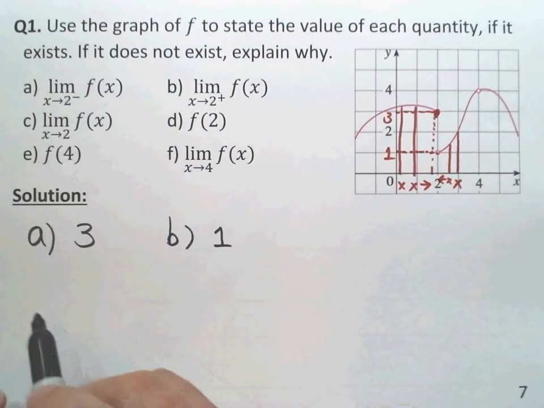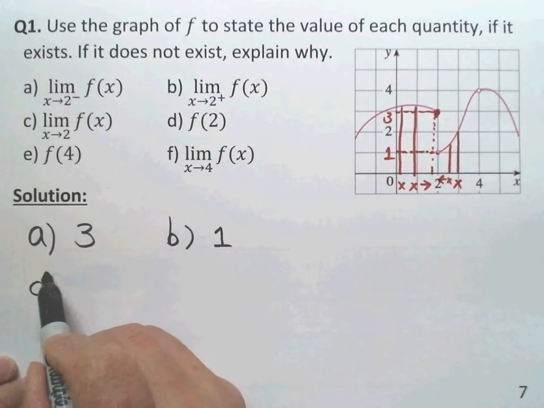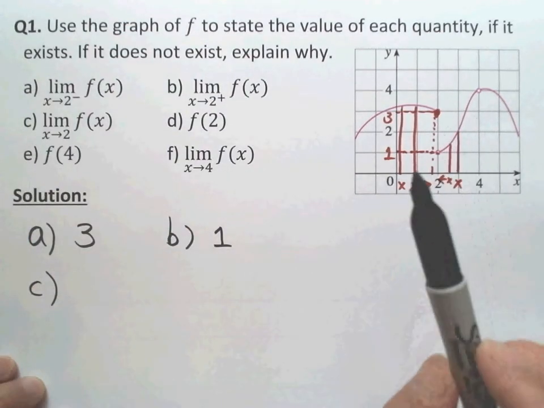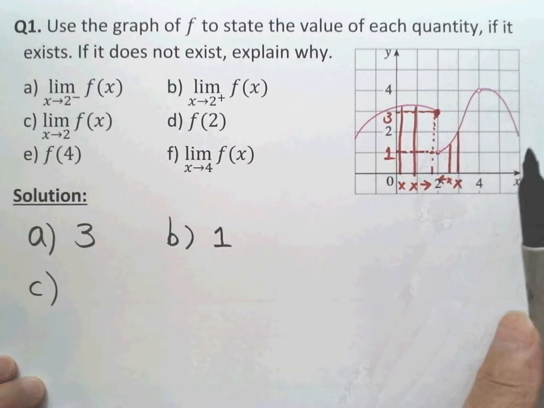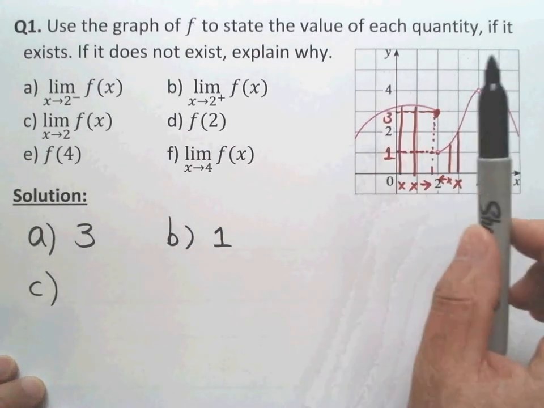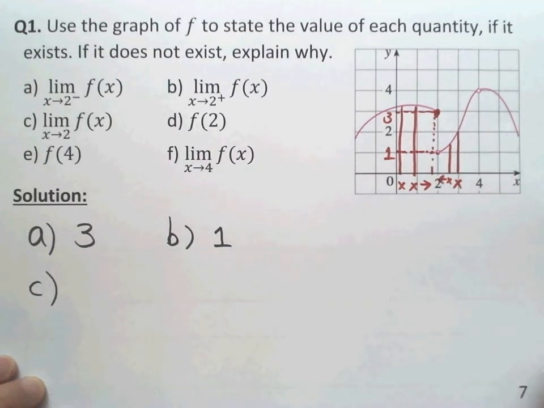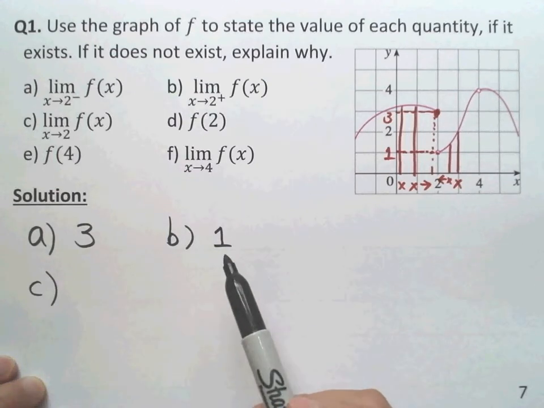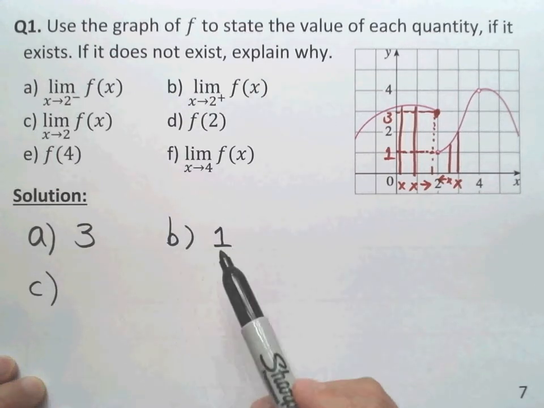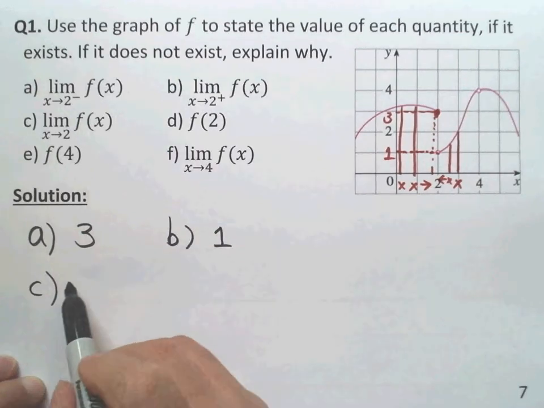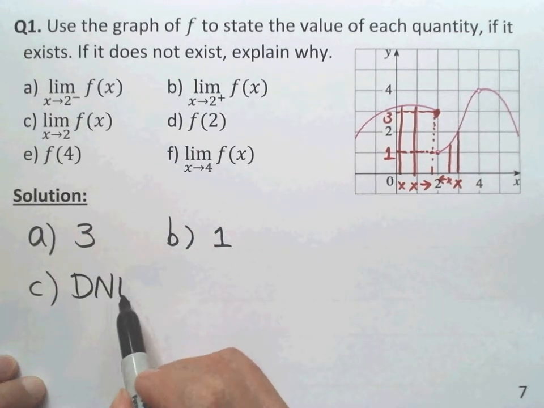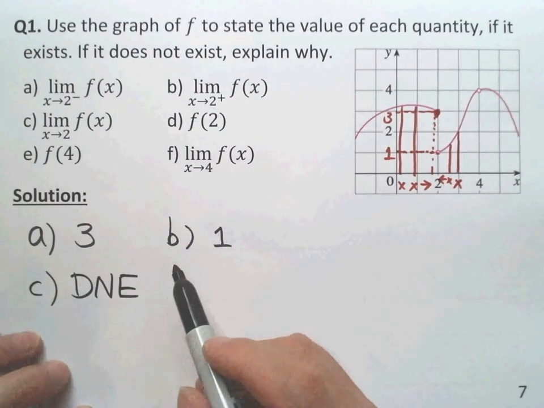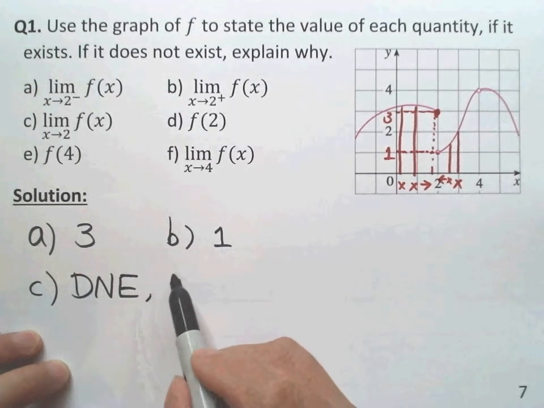So now we can answer question C. What is the limit as x approaches 2? Do you remember the theorem? If the limit exists, the left-hand limit should equal the right-hand limit, the same number, right? Now, the left-hand limit is 3 and the right-hand limit is 1. They are different. Therefore, we can say the limit does not exist. Of course, we need to explain why.